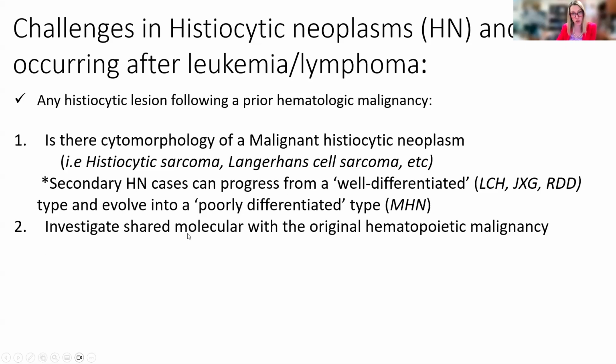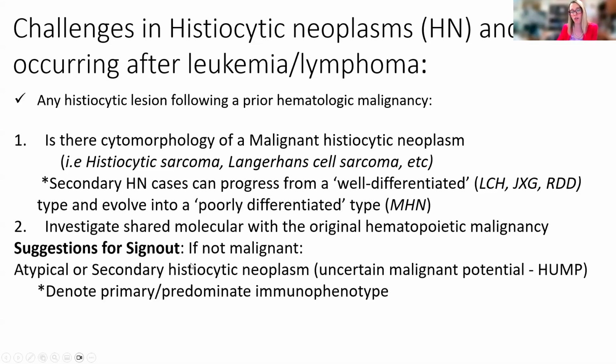I always will do molecular and try to see if there is a shared molecular profile. A lot of these will have loss of the CDKN2A. And if it doesn't overtly look malignant, I still often will call these an atypical or a secondary histiocytic neoplasm. Sometimes I'll add this uncertain malignant potential aspect to it, because these are the cases that do worry me, that could come back as a malignant histiocytic neoplasm.